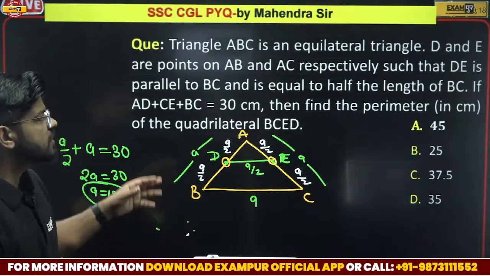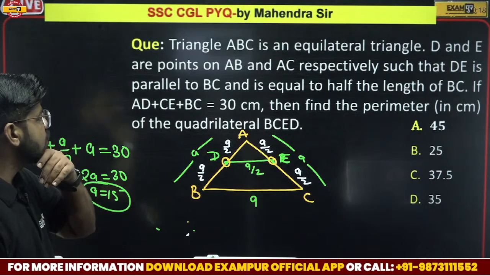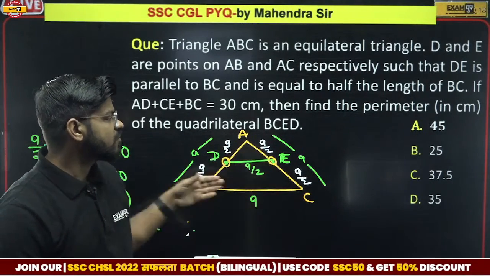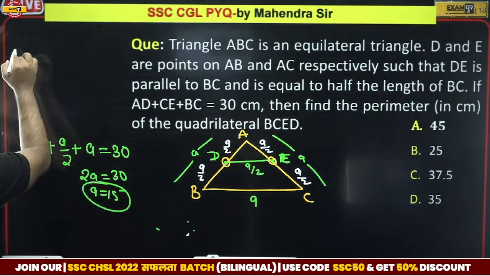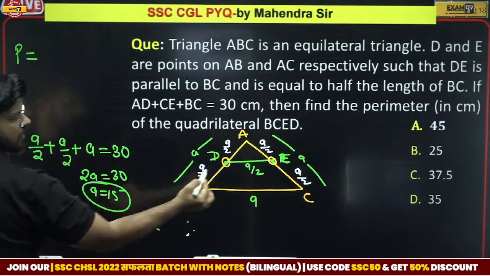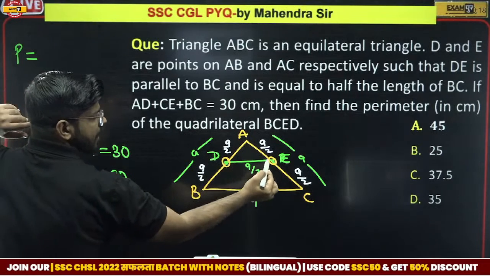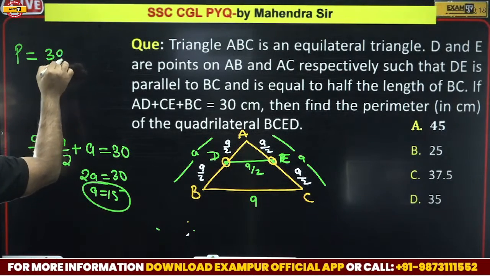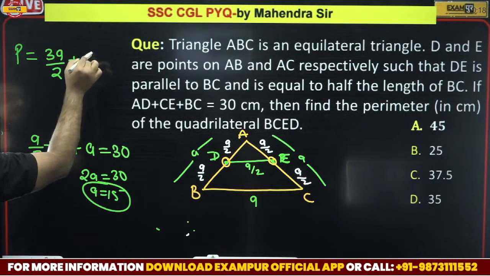Now what is the question saying? Find the perimeter of the quadrilateral. Now this is the quadrilateral and we have to find the perimeter. What is the perimeter of this quadrilateral? Perimeter is what? So we have A by 2, A by 2, A by 2 and A. So 3 times A by 2 plus A.